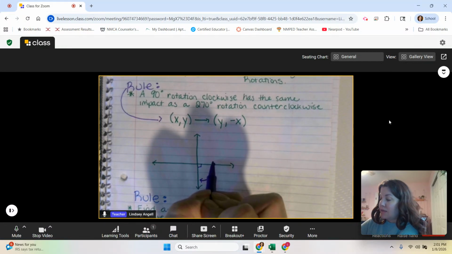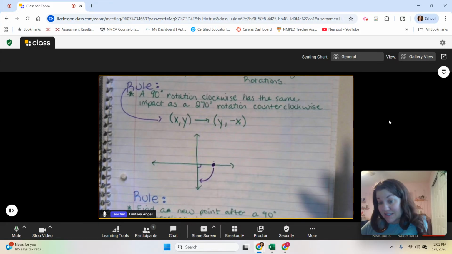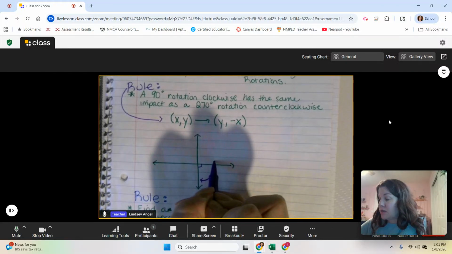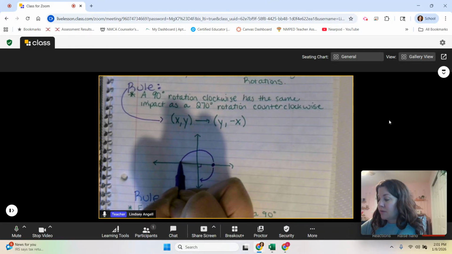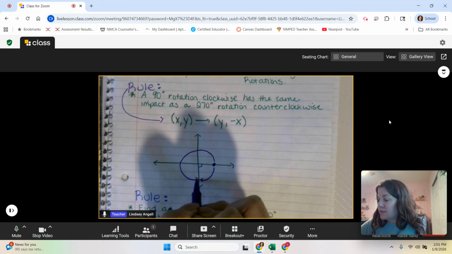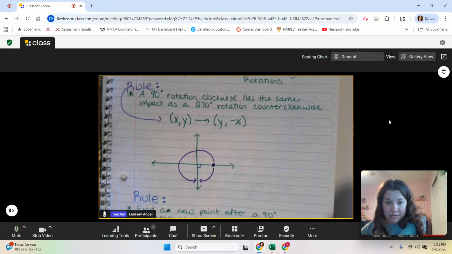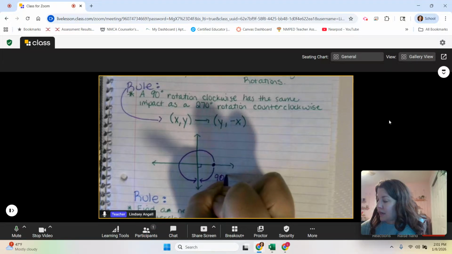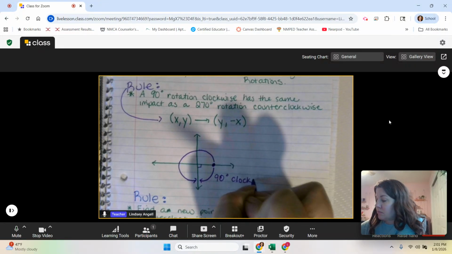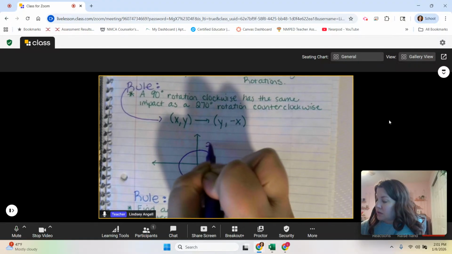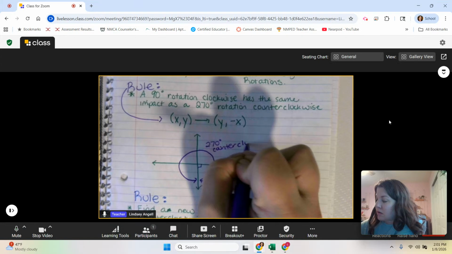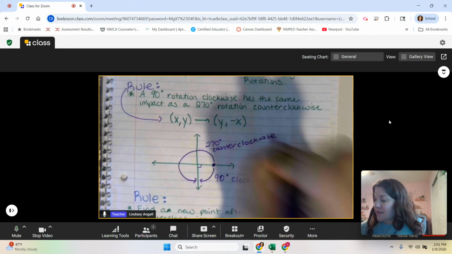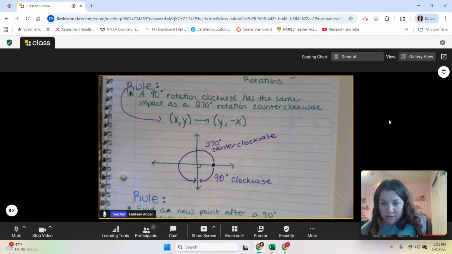Okay? The same is true if we do 270 in the opposite direction. So if we do 270 going counterclockwise, well, there's 90, there's 180, there's 270. Look, we got to the exact same spot. So there's my 90 degree clockwise. This one's my 270 degree counterclockwise. I'm always amazed that that's one word.